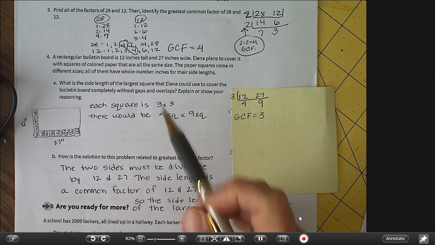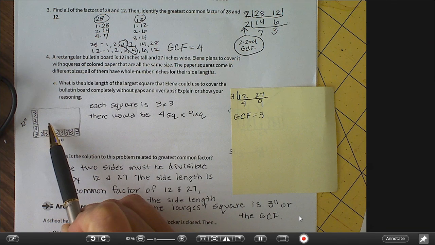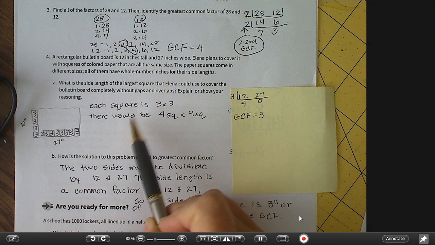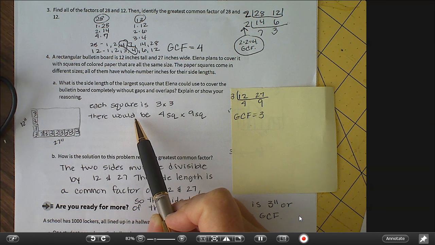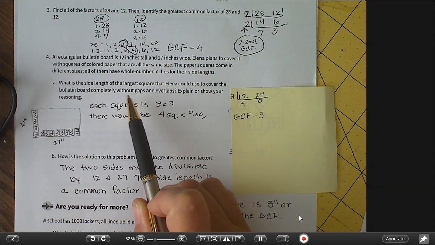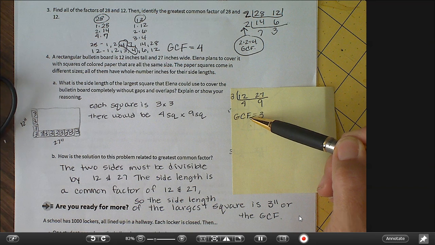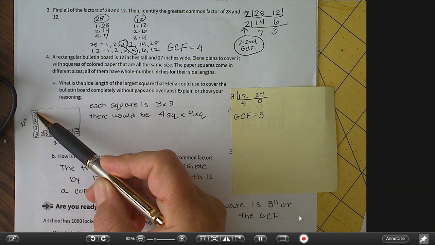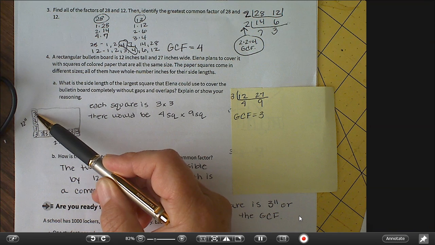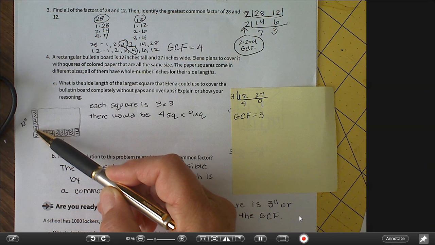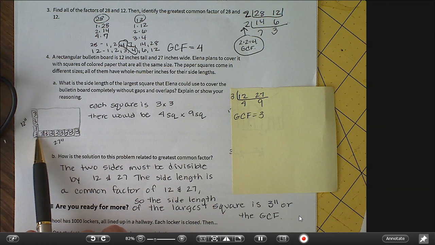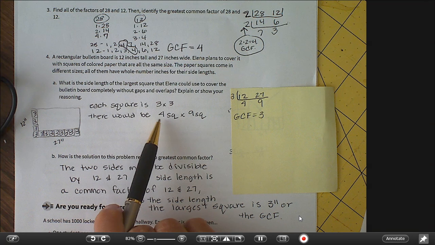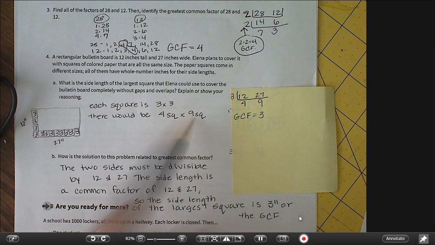So, I made a little graphic here to show my 12 inches by 27 inches. If I use the greatest common factor of those two numbers, which is 3, I can make each square 3 by 3. 12 is divisible by 3, and so is 27. And that would be 3, 6, 9, 12. And then over here, I would have 9 threes. So there would be 4 squares by 9 squares.